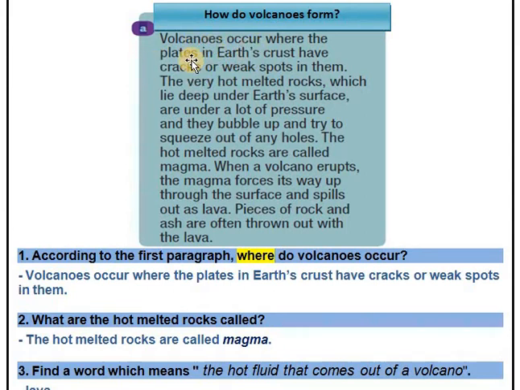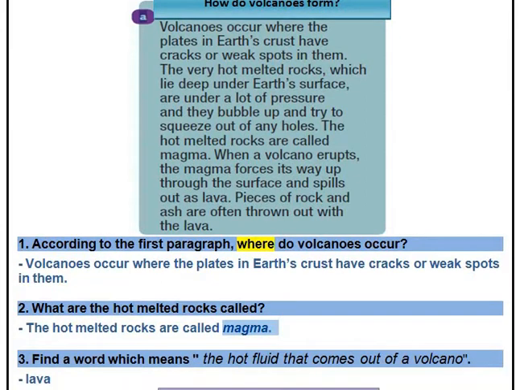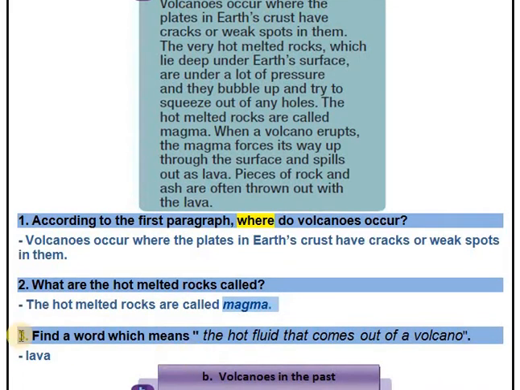Volcanoes occur where the plates in Earth's crust have cracks or weak spots in them. Okay. 2. What are the hot melted rocks called? Look here, please. The hot melted rocks are called magma. So, the answer is magma. The last question, 3. Find the word which means the hot fluid that comes out of a volcano. هذا التعريف للword lava.